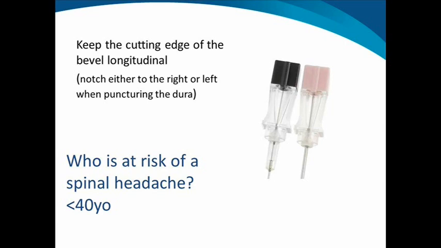Patients who are under age 40 are more likely to get it, and our rate of spinal headache is approximately 1 in 40 patients. A few techniques that we've placed into practice here in order to reduce the risk of spinal headache include angling the bevel of the needle so that it's longitudinally oriented. So for this standard spinal needle that you're looking at, the hub has a notch, and the notch should point either to the left or to the right when you enter the dura. The reason for that, I can demonstrate on the next slide.